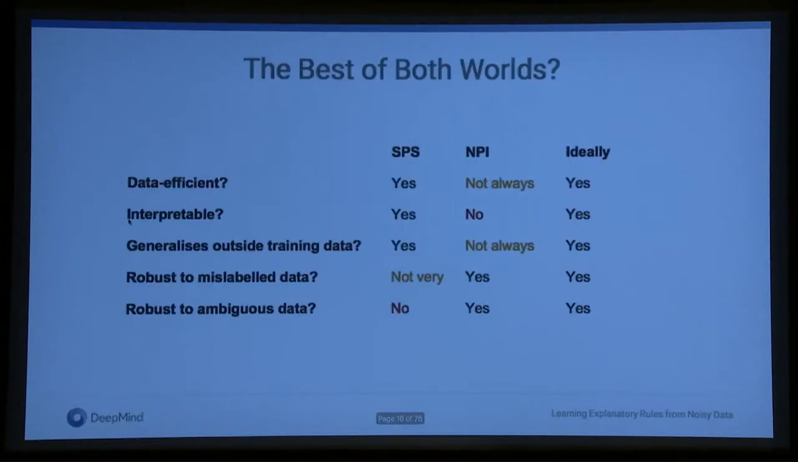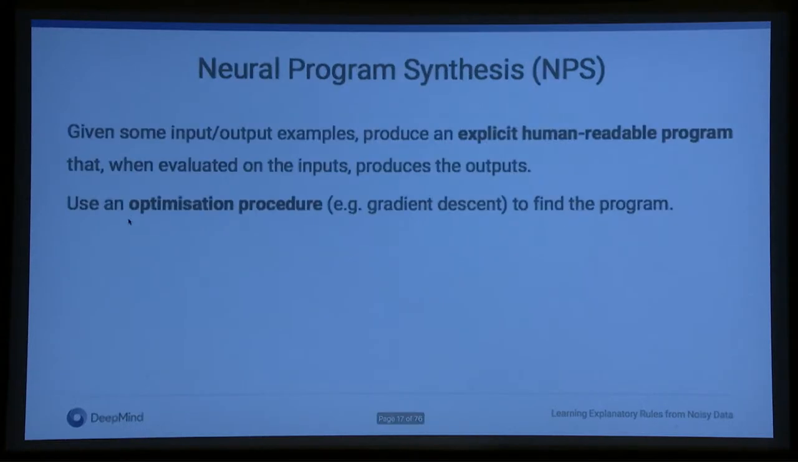OK, so if we compare these two approaches we've just looked at, symbolic program synthesis and neural program induction, the first thing I really want to stress here is they have very complementary strengths and weaknesses. Symbolic program synthesis is very data efficient and interpretable and generalizes well, whereas neural program induction is robust to mislabeled data and, even more importantly, robust to ambiguous, fuzzy, real-world data. So what we'd like is the best of both worlds, a system with the strengths of both. Neural program synthesis, as a family of approaches, is an attempt to get the best of both worlds. Here, given some input-output examples, we're going to produce an explicit human-readable program in some language, but we're going to use some sort of optimization procedure, e.g. gradient descent, to find the program.